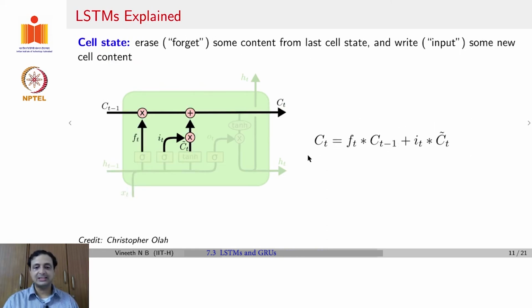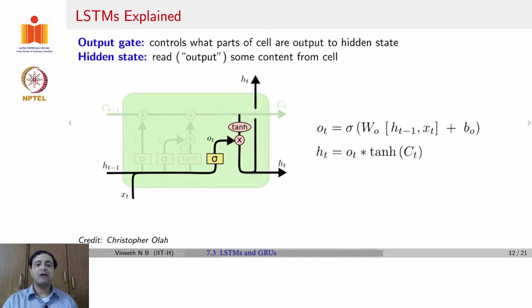So the final cell state Ct is given by ft element-wise product Ct minus 1. This tells you which dimensions of the previous cell state Ct minus 1 should be forgotten and to what extent. And the input gate it is multiplied with C tilde t to decide what should be written onto the current cell state. So you have a cell state which is like a memory. In the current time step, you want to decide what aspect of the memory you want to remove and what new content you want to add to the memory.